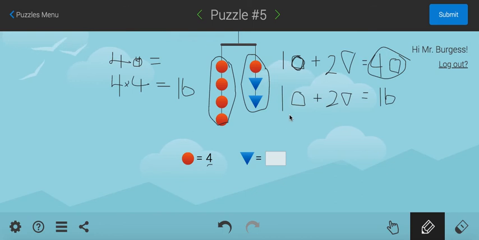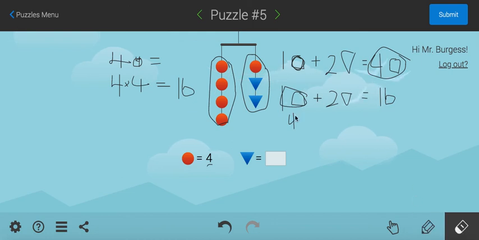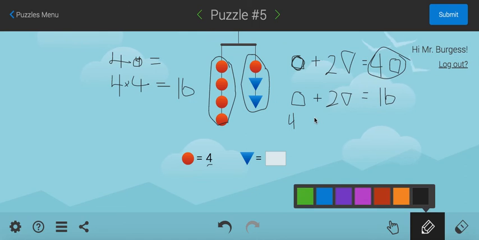So in other words, I can replace this part of the equation, this part right here, it's just one red circle. And in fact, in math, they don't write the number 1 in front of these things. They just leave it as red circle. Why even write the 1? If there's no number in front of it, we assume it's just 1. So red circle is worth 4. We've got 2 triangles here.